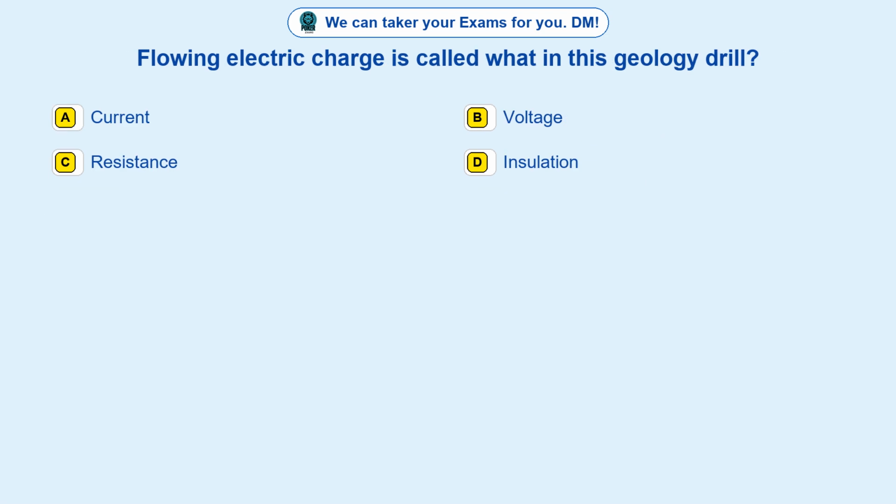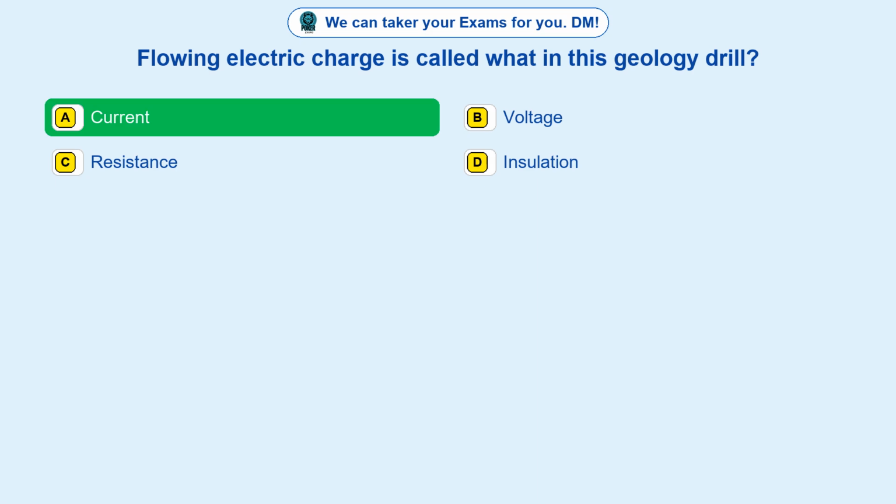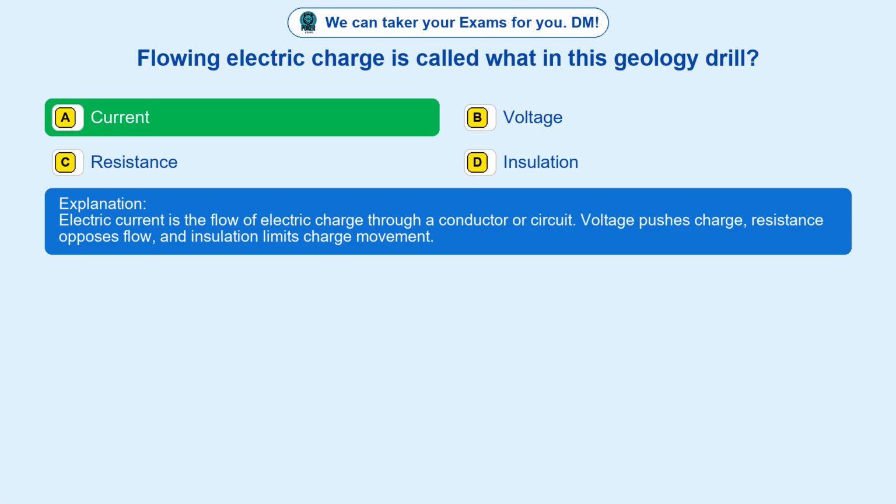Question 69. Flowing electric charge is called what in this geology drill? Option A, current. Option B, voltage. Option C, resistance. Option D, insulation. The correct answer is option A. Current. Electric current is the flow of electric charge through a conductor or circuit. Voltage pushes charge, resistance opposes flow, and insulation limits charge movement.